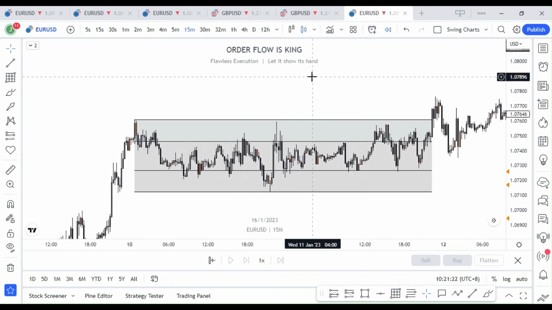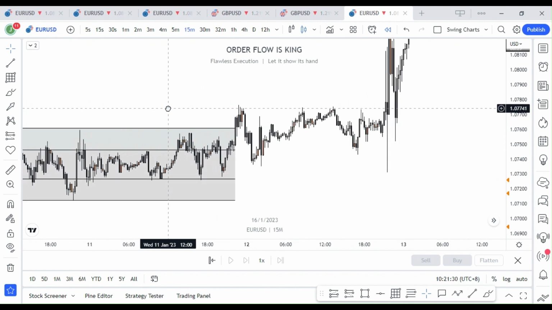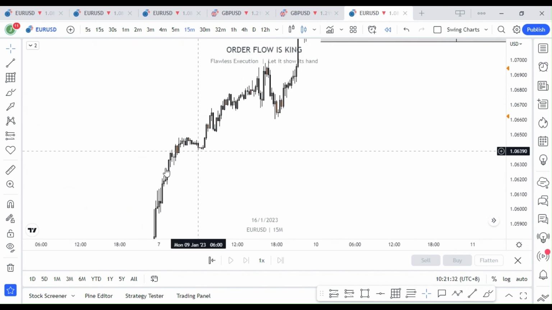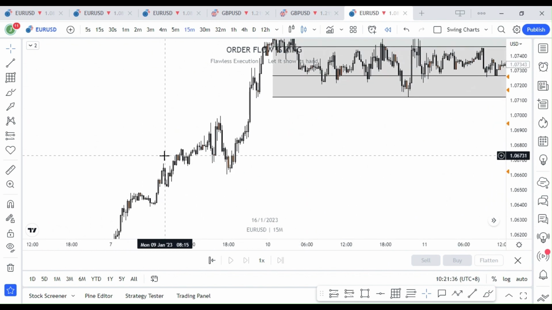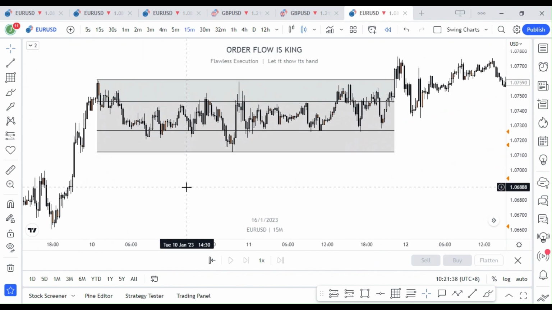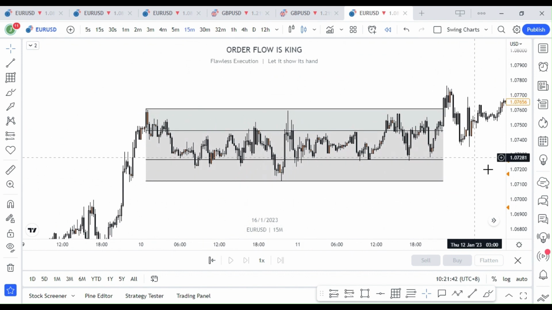So as you can see on my chart, right, I've got up here: order flow is king. Now I like to trade order flow. It's how I trade. Order flow is how you clearly define the trending markets. You can see, like here, for example, is clear order flow, right? You see the price just respecting the lows and obviously taking the highs.